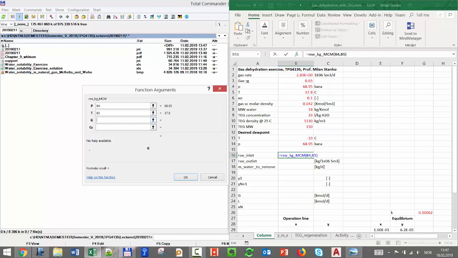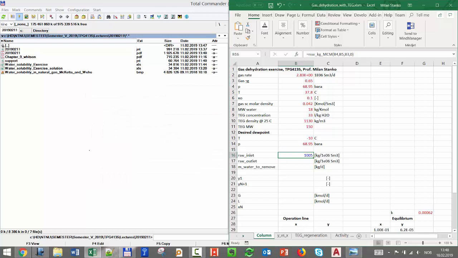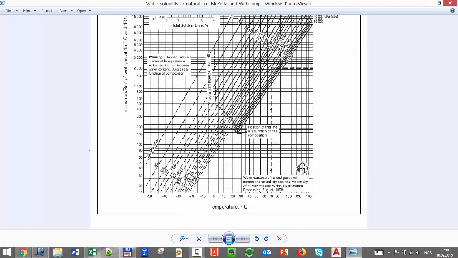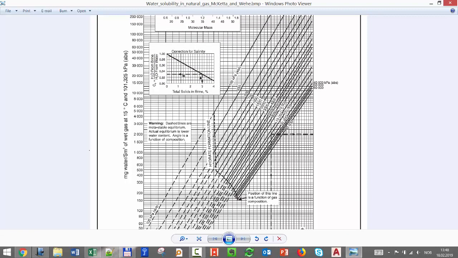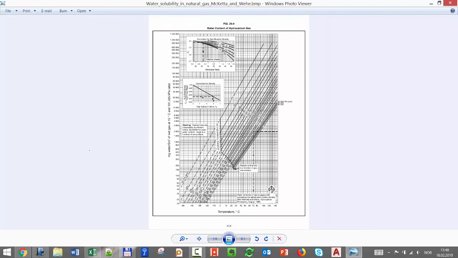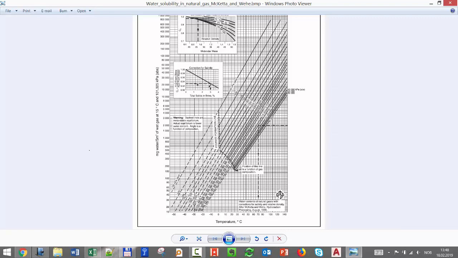What is G? The specific gravity of the gas. And then the salinity. We're going to assume there is no salt. That means the gas coming into the dehydrator, into the contactor, has 1,005 kilograms per million standard cubic meters. That's the same as if I come into this chart with 38 and 68,000 kPa. It should be someplace here. Yeah, it will be like 1,000 something.